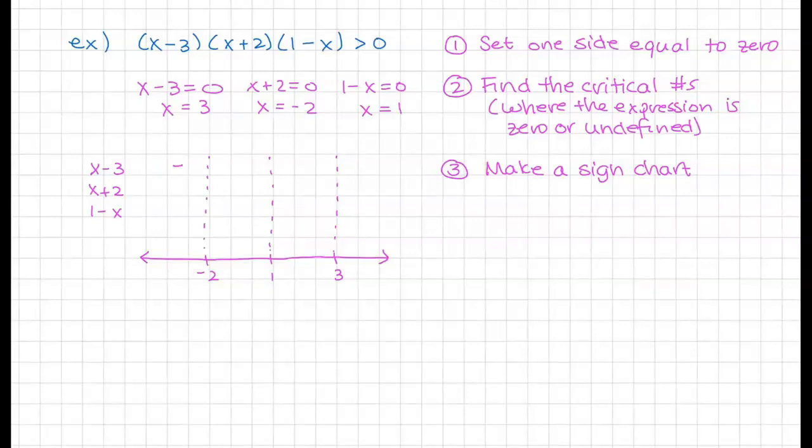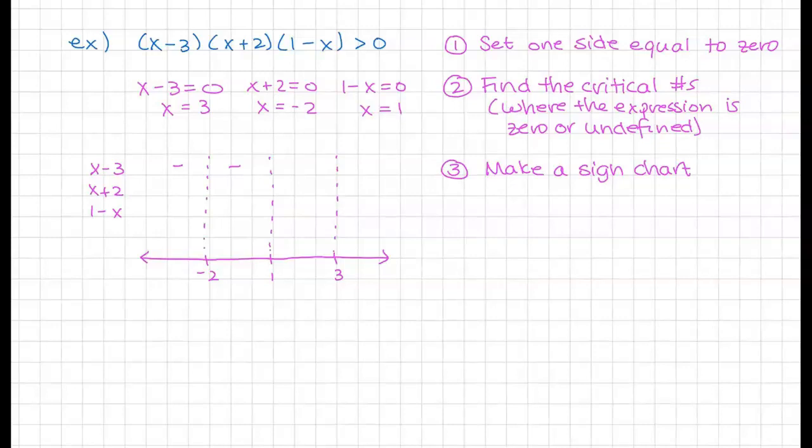So let's keep doing that. In this interval here, if I'm between negative 2 and 1, well, let's see here. I don't have enough positives to overtake this minus 3. So it's going to be negative. Or I could pick an actual number, like 0. 0 is in here. 0 minus 3 is negative.